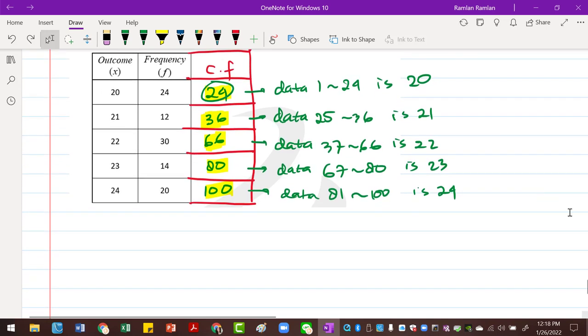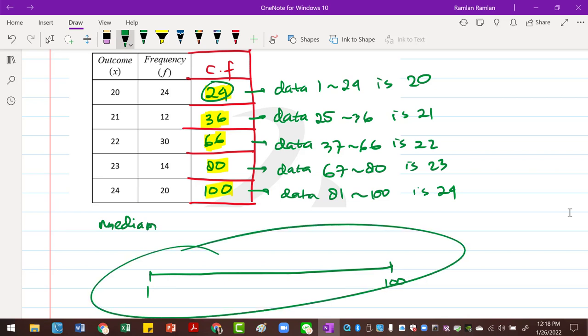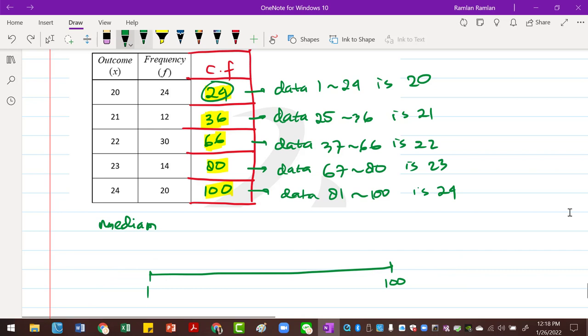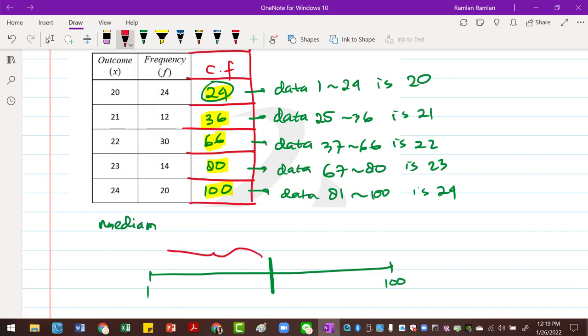If I have 100 data here, from data number 1 until data number 100, right? We're talking about the median. The median is actually the middle data, in the middle of the whole data, 1 until 100. If I split this into two equal parts, on the left side and on the right side, we will get 50 data on the left and 50 data on the right. That's why this guy in the middle is going to be the median.